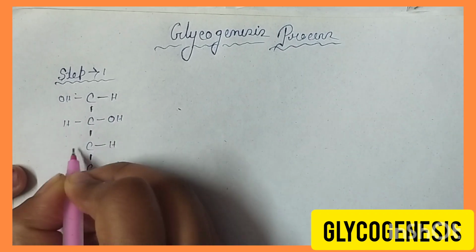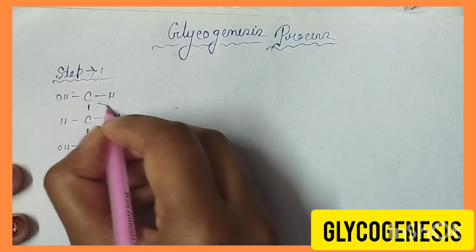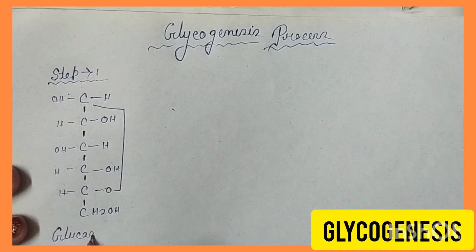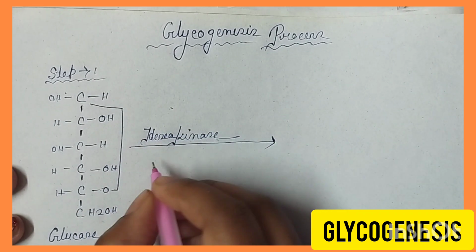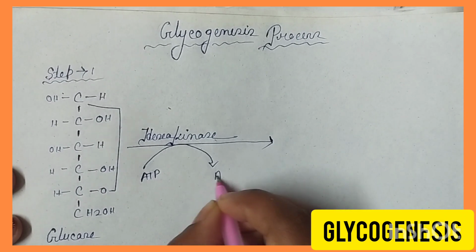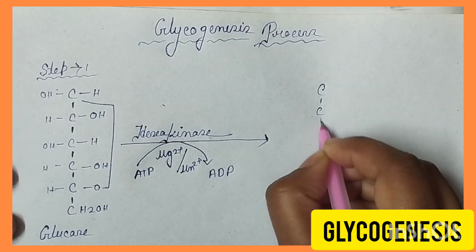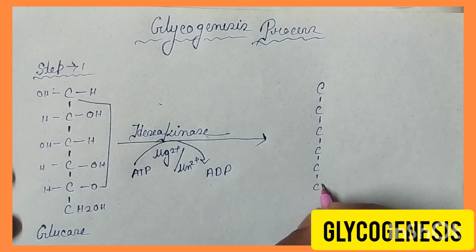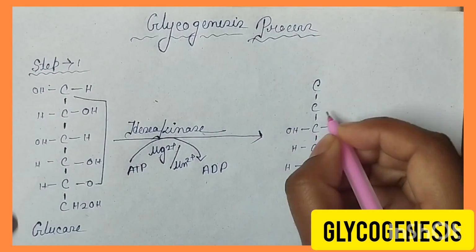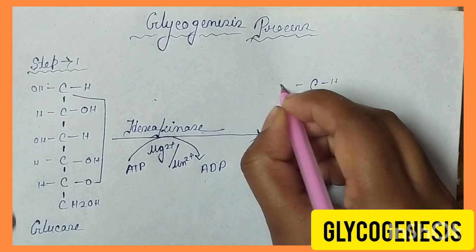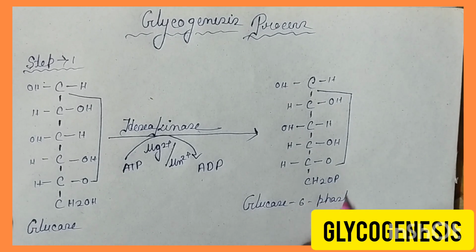In the first step, glucose is converted to glucose 6-phosphate by the enzyme hexokinase. So first I draw the glucose structure, which is a very easy structure. The enzyme hexokinase converts it to glucose 6-phosphate. In this reaction, ATP enters and produces ADP, with Mg2+ and Mn2+ as cofactors. The whole reaction helps to maintain the reaction.